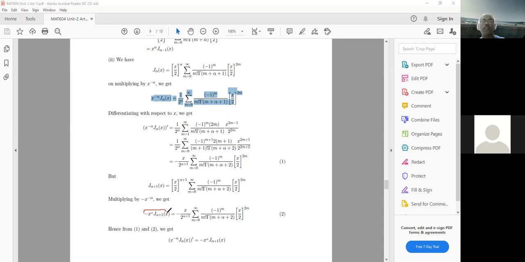Therefore we write this Bessel function as the same as the derivative of the product of x to the power minus alpha and J alpha. As these right hand sides are the same, the left hand sides are the same, and therefore we conclude this one. So this is the second result that we have.